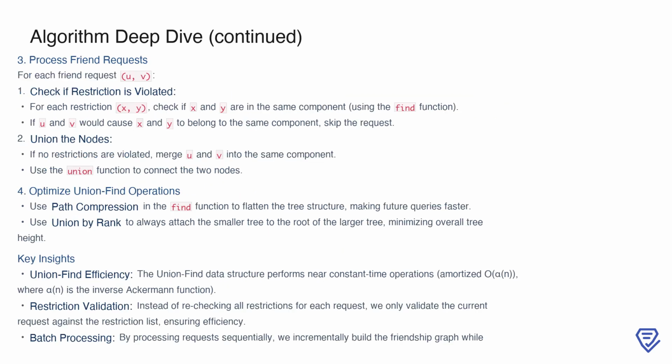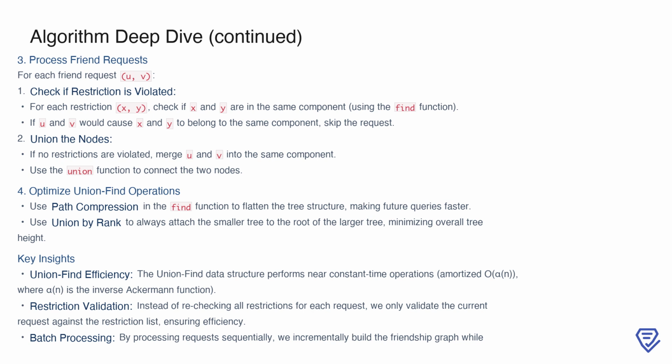Once the union-find structure is initialized, we begin processing the friend requests. For every request (U, V), the first step is to ensure that it doesn't violate any restriction. This involves checking each restriction (X, Y) to see if X and Y are in the same component. If accepting the request would cause U and V to merge their components in a way that also merges X and Y, the request must be rejected. Otherwise, we use the union operation to merge U and V into the same component.